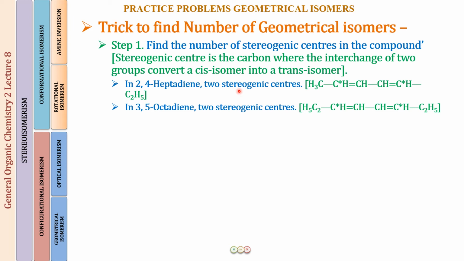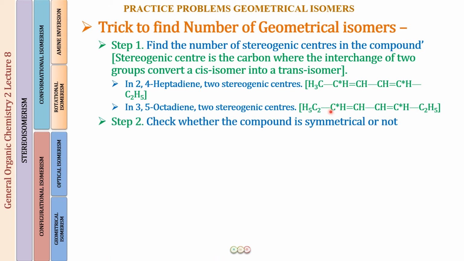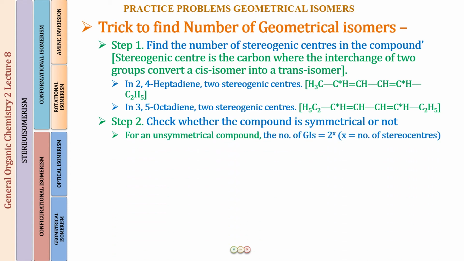Now, what you saw was that we identified in both of the structures that we had two stereogenic centers, but for 2,4-heptadiene 4 isomers and for this 3 isomers. So how are we going to develop a trick to find the number of geometrical isomers? Well, the next step is to identify whether the compound is symmetrical or not. If the compound is unsymmetrical, then the number of geometrical isomers possible for that compound is going to be 2 to the power x, where x is the number of stereocenters.